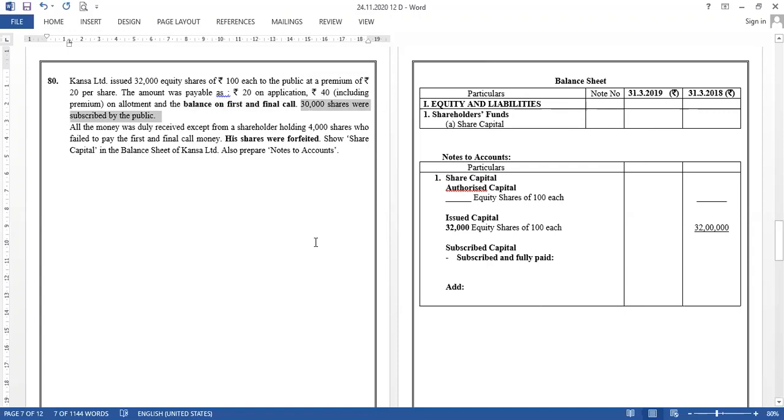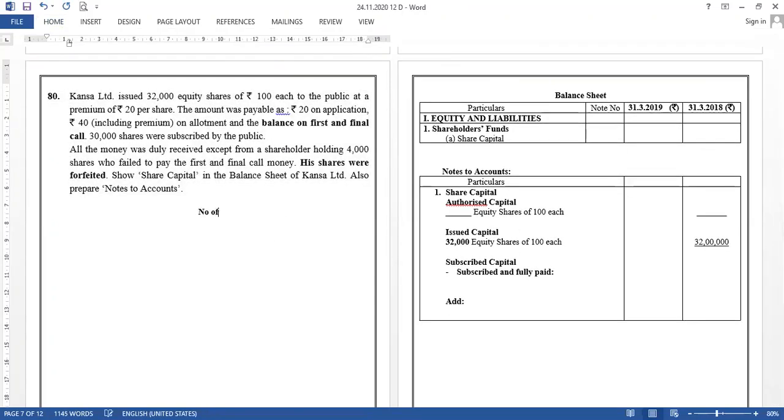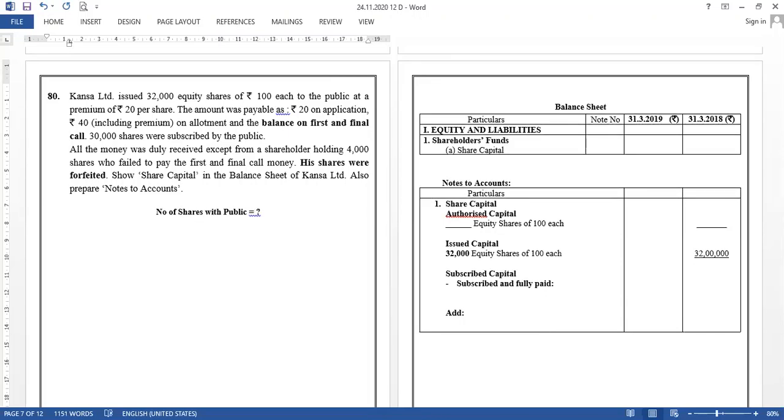30,000 shares have been subscribed by the public. Against 32,000, 30,000 shares are subscribed. All the money was duly received except from a shareholder holding 4,000 shares who failed to pay the first and final call money. First and final call pay nahi kiya and his shares were forfeited. Okay. Now you tell me how many shares are there with the public? 26,000. Yeah, that's correct. Number of shares with public. Okay. कैसे है 26 because we know like issued भले ही 32 था लेकिन application मिले हैं 30 के. Out of 30, 4,000 shares have been forfeited. So remaining is 26,000.